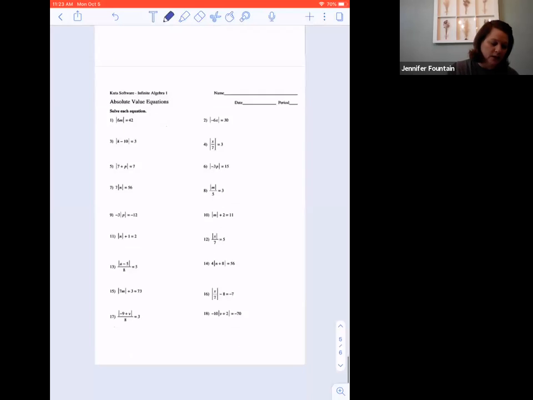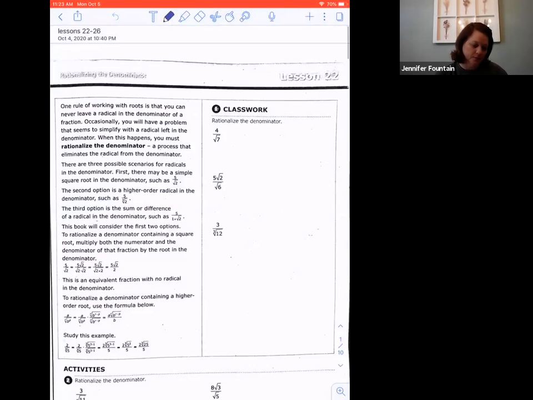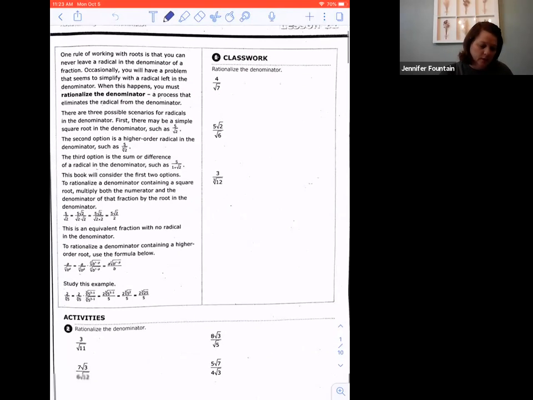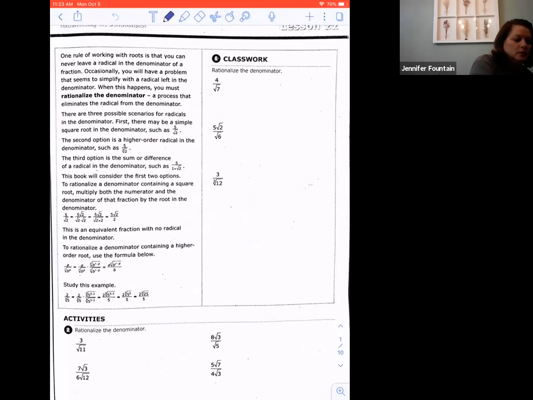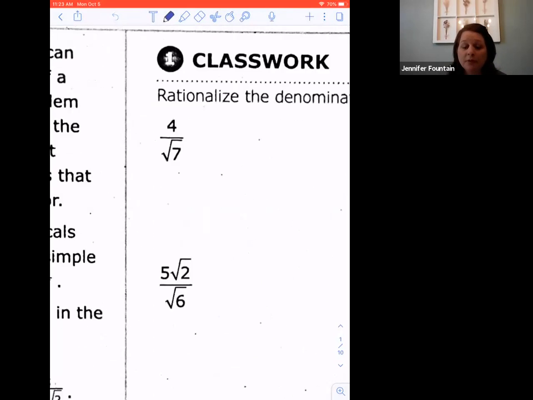All right, so we're going to go ahead and move along. Let's run back real quick to lesson 22 and do a quick review of that. Rationalizing the denominators. So we talked about how if there's a radical in my denominator that is a problem, the way I get rid of it is by multiplying by the radical over itself in a fraction, okay?